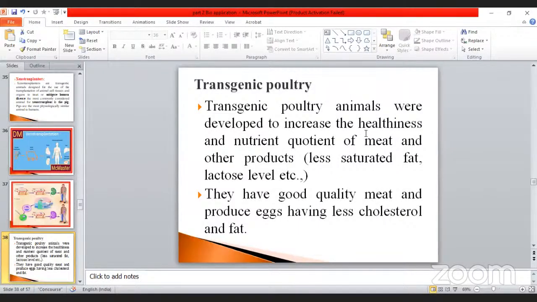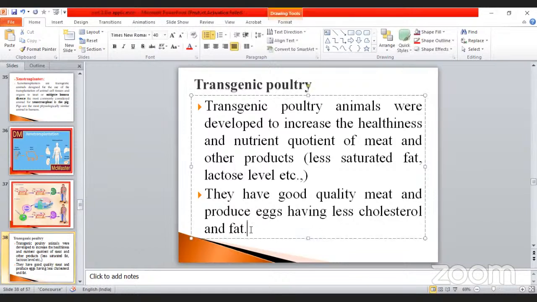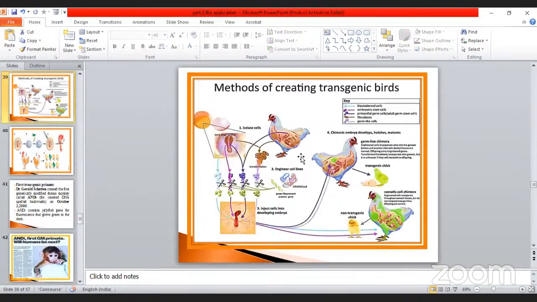See this one. Transgenic poultry. Here they have good quality meat and produce eggs having less cholesterol and fat. This is very, very important. The number of eggs will be more, and at the same time the meat will contain very little fat. It will be produced by the transgenic poultry method. See the method of creating transgenic birds. So these are the many techniques, the important things.